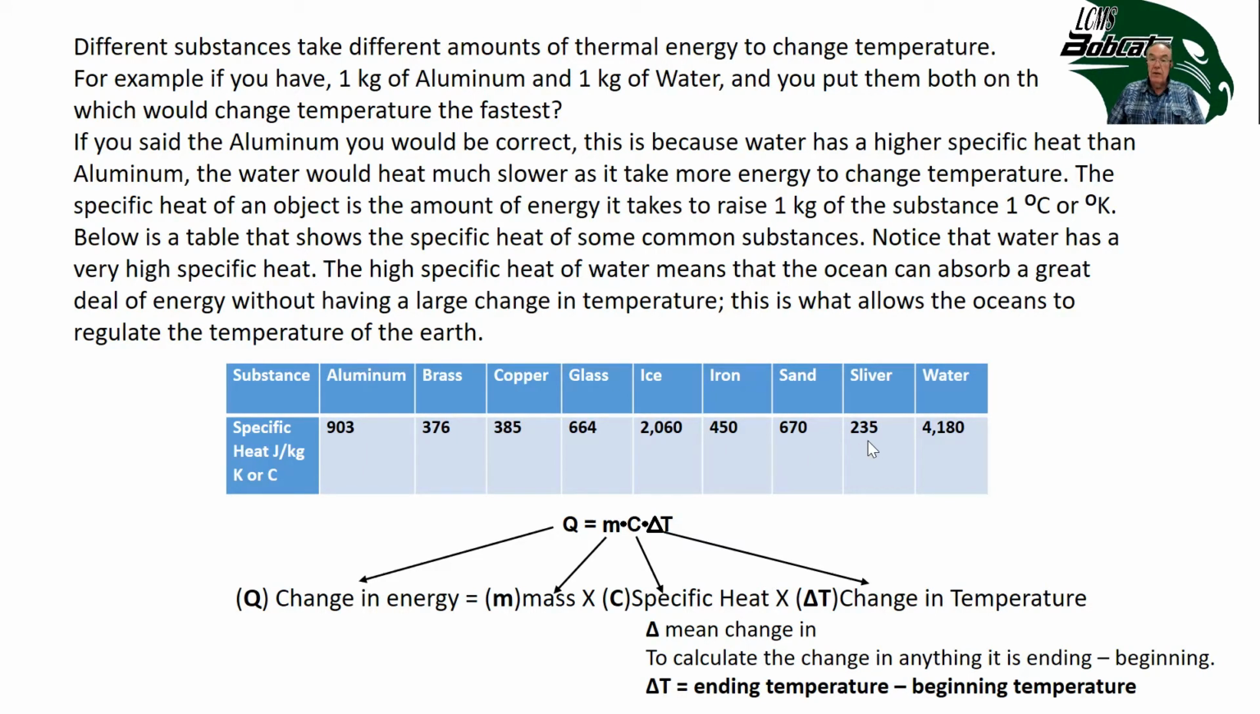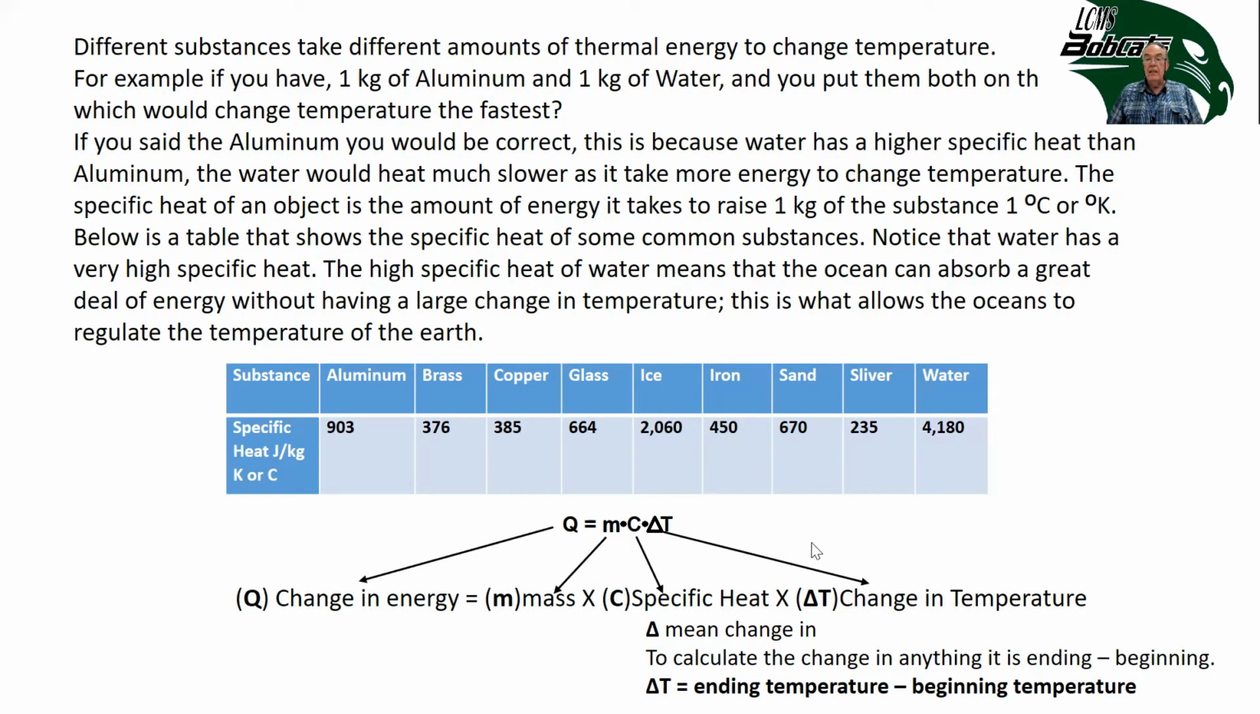Silver heats very quickly, so it doesn't take very much energy at all for a kilogram of silver to be raised 1 degree. Water, on the other hand, has a very high specific heat. It takes a lot of energy to change the water's temperature. So water absorbs a lot of energy. That's why the oceans can absorb so much energy from the sun and they don't change very much.